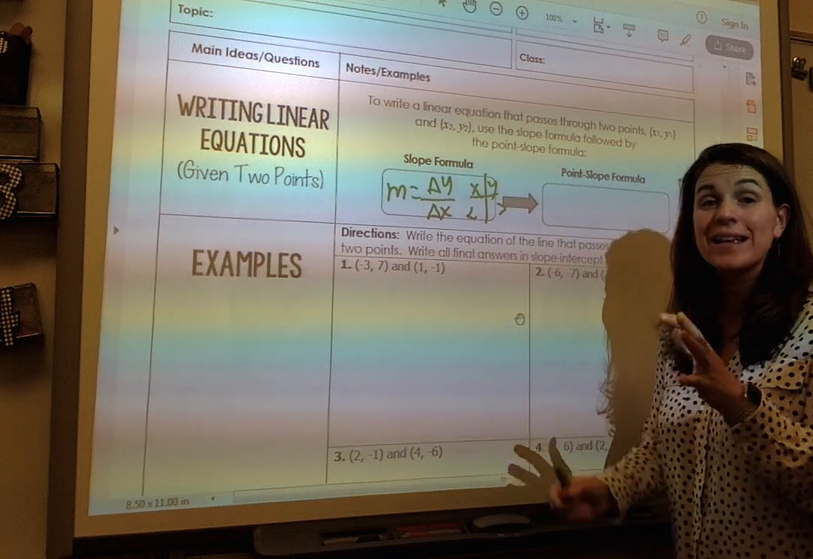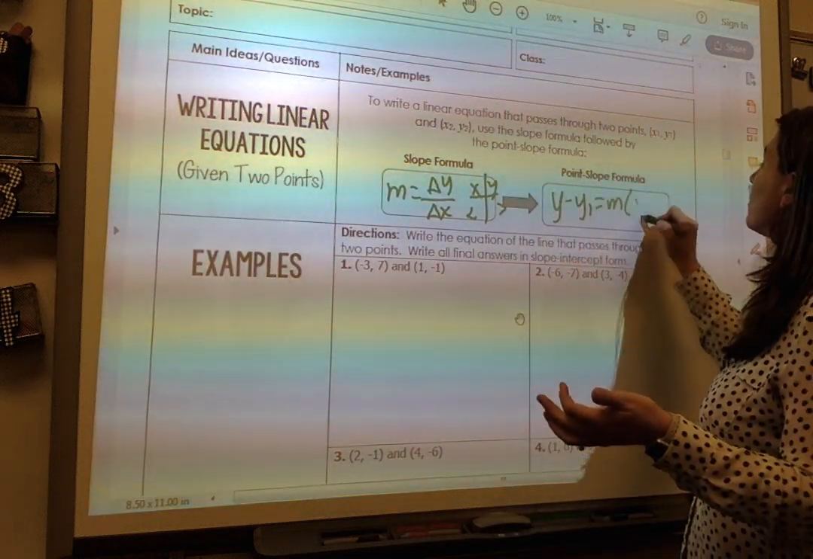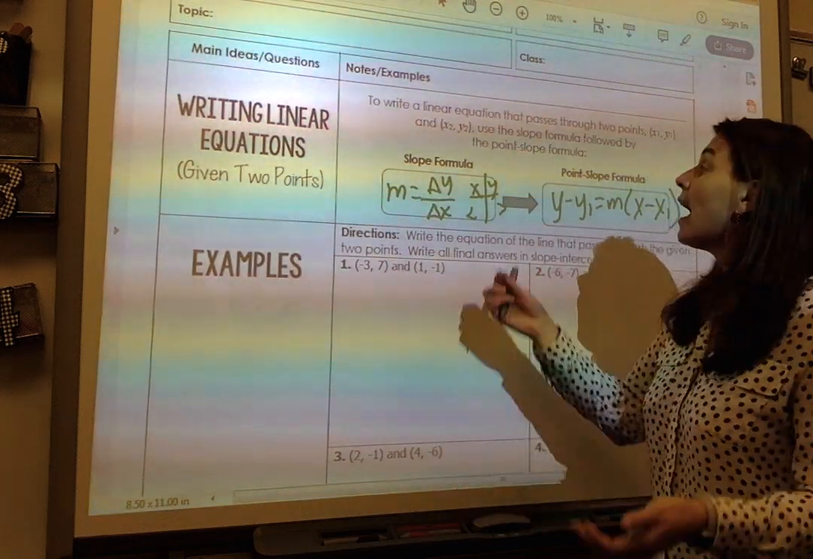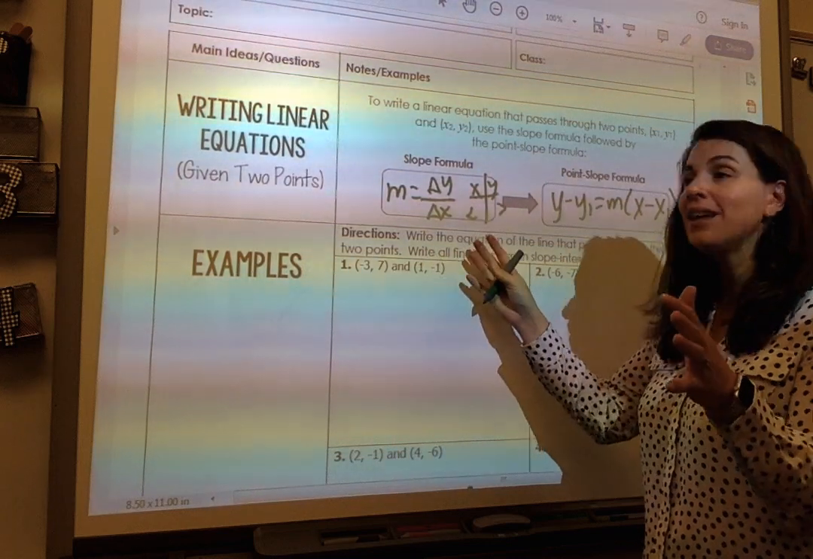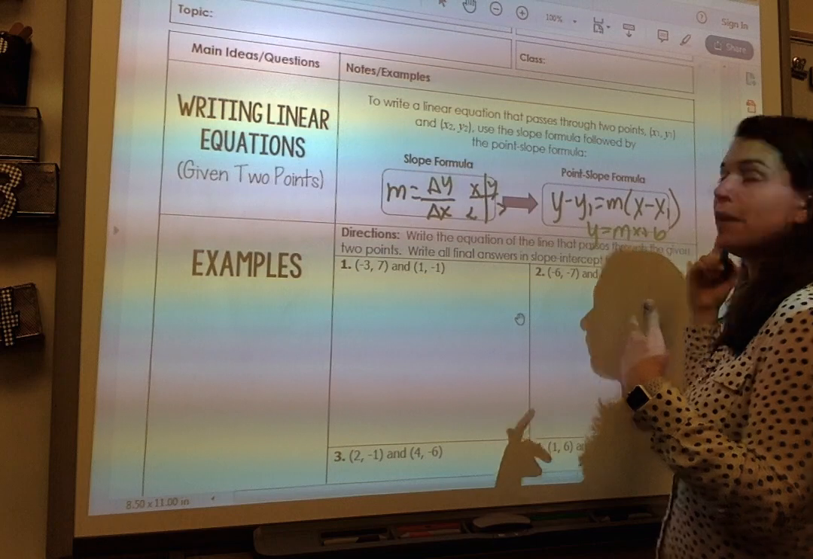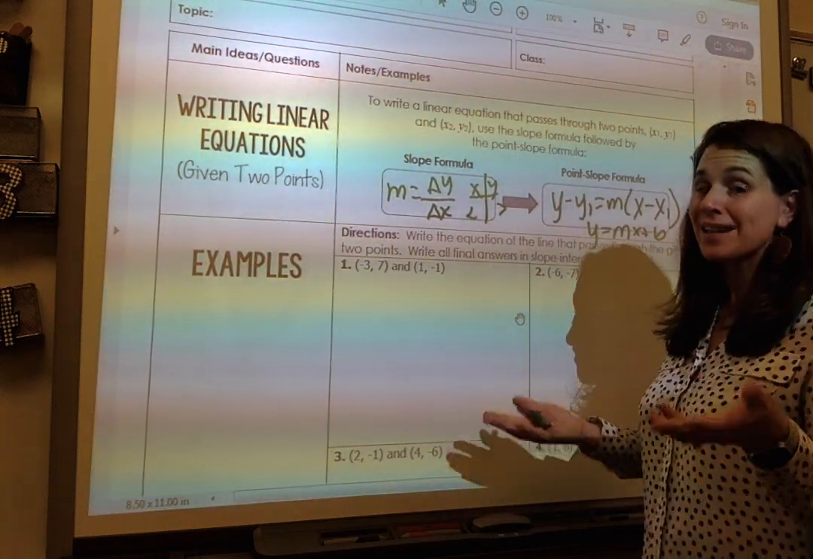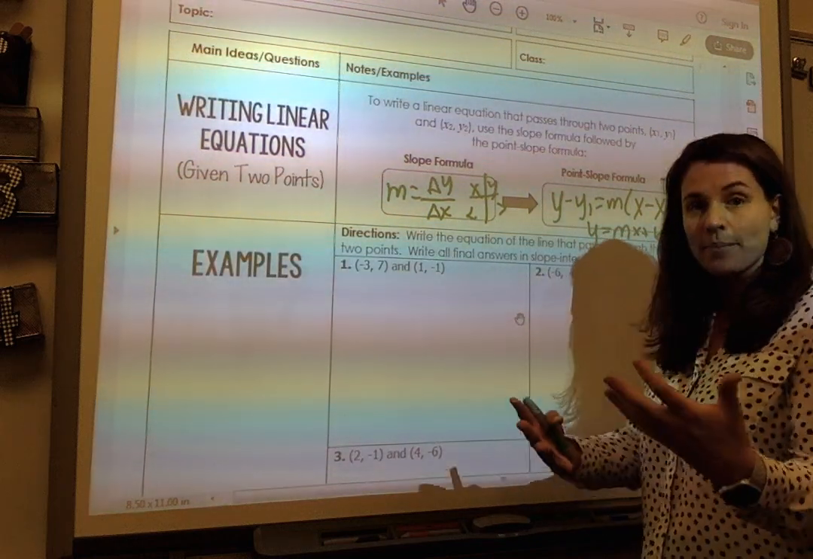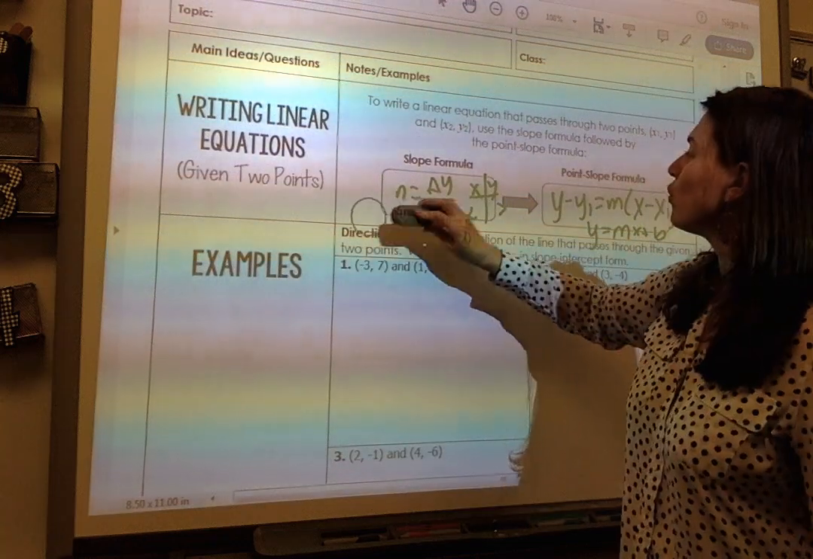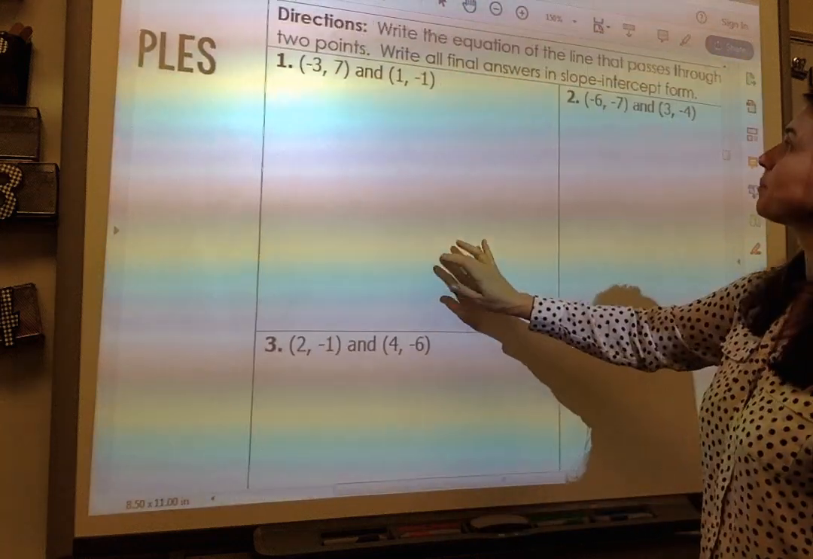The second part is now we can use the formula y minus y1 equals m times x minus x1. Or if you prefer using the shortcut, after you find your slope, you can use y equals mx plus b to find your beginning point, and then voila, you have your linear equation. So this lesson is not difficult, it's just another step that we're using. I'm going to go over a few examples with you, but you should be able to get it pretty easily.